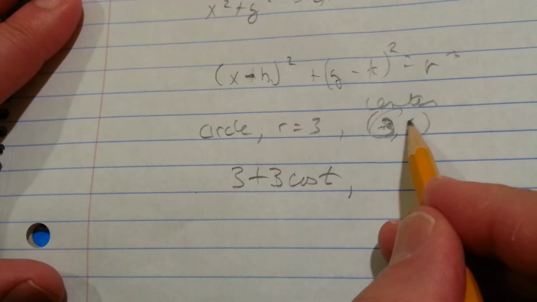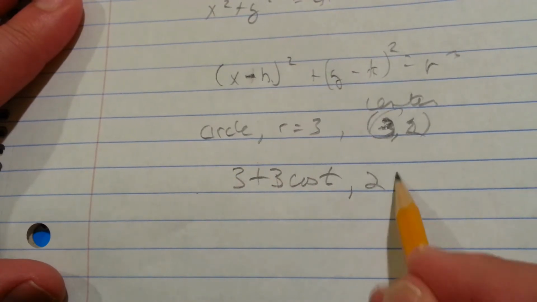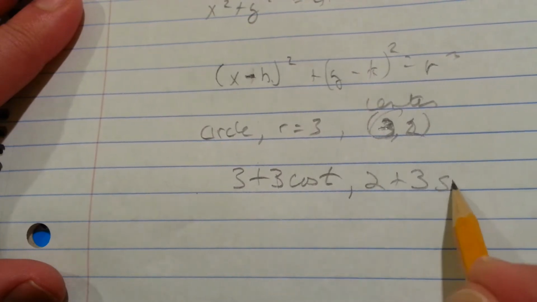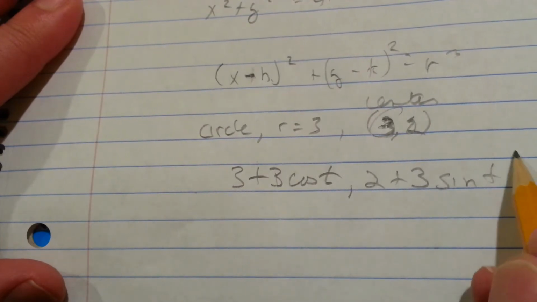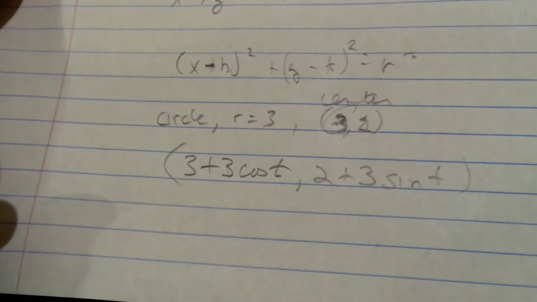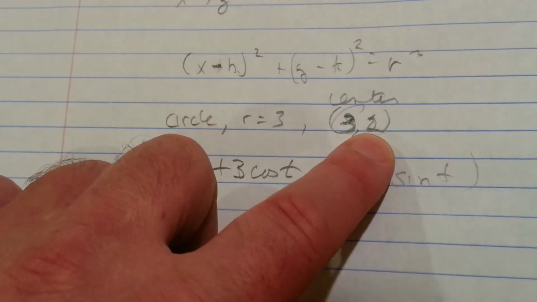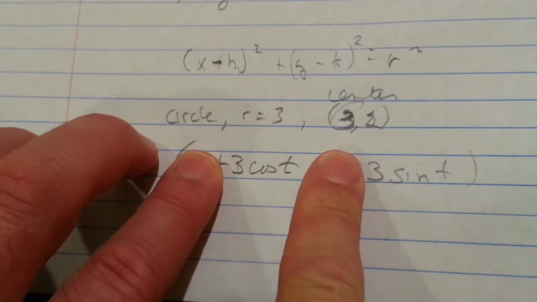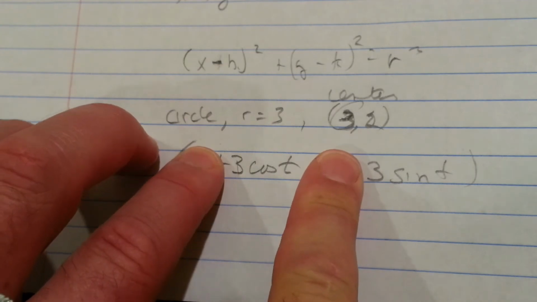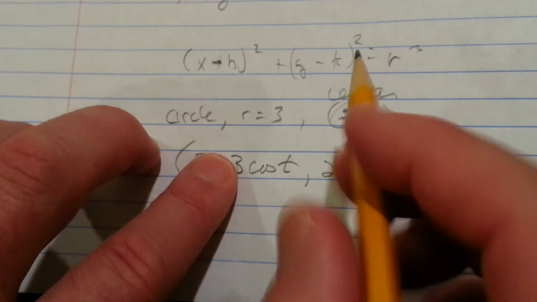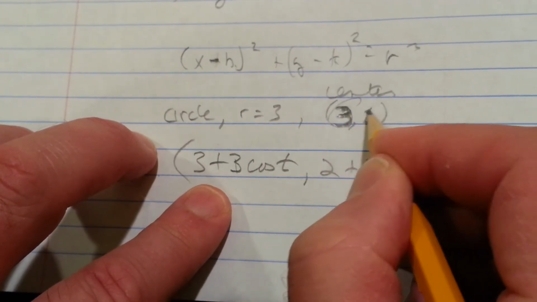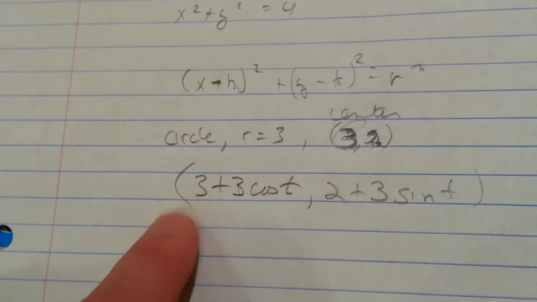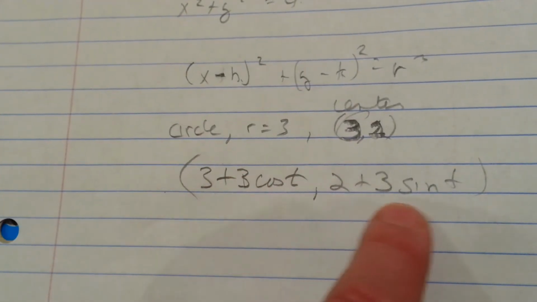So I'll take my y component now, and that's going to be 2 plus r sine theta, which is going to be radius 3 sine theta. Okay? And that'll be the parametric mode for a circle with a center of 3, 2, radius 3. So if it was at the origin, it would just be this, 3 cosine theta, 3 sine theta, or t. But since the center is not the origin, it's at 3, 2. It's 3 plus that and 2 plus this, okay?